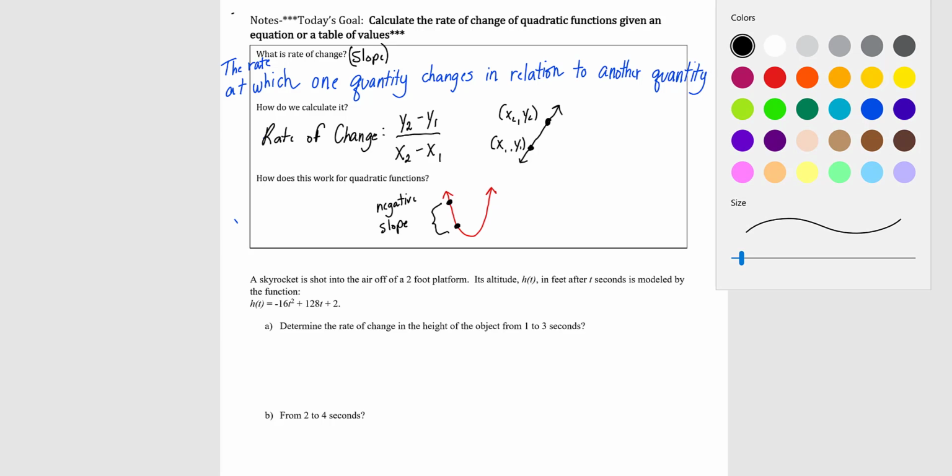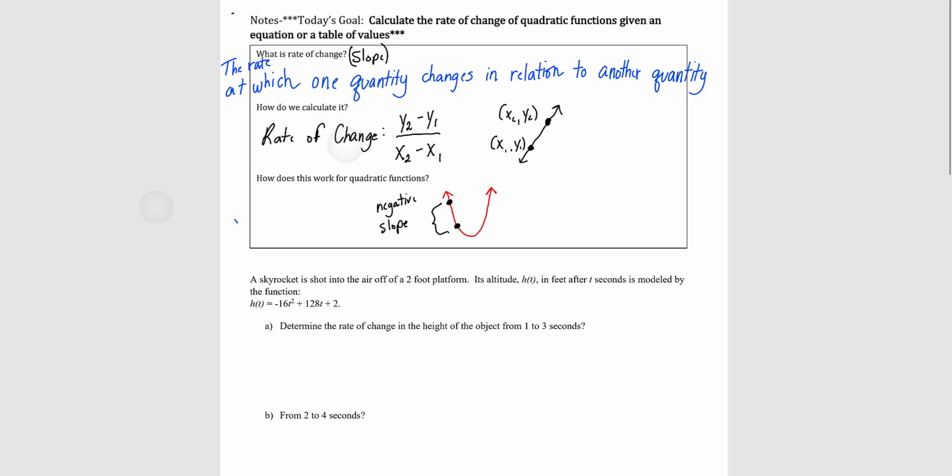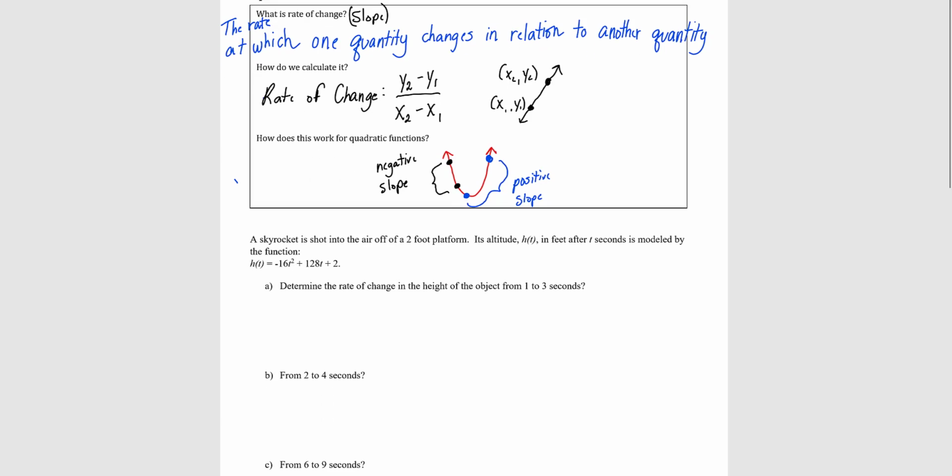However, we could pick two completely different points. We could pick this point right here near the vertex and this point towards the top. And here, we're going to get a completely different rate of change or completely different slope, whatever you want to call it. So we're still using the same formula, but just know your rate of change is going to be different depending on the two ordered pairs that you've chosen.